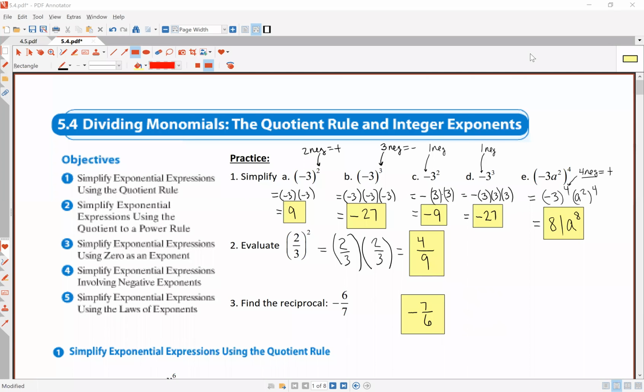This video covers section 5.4, dividing monomials, the quotient rule and integer exponents. Objective 4: simplify exponential expressions involving negative exponents.